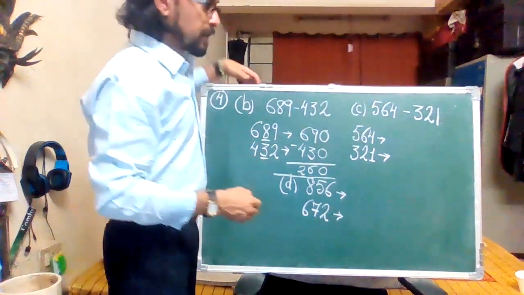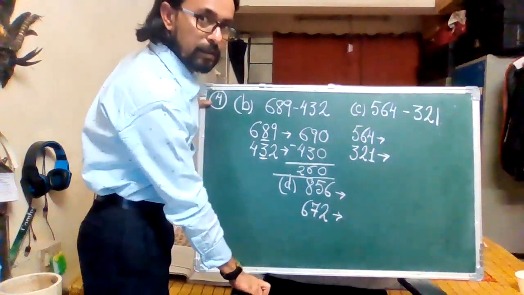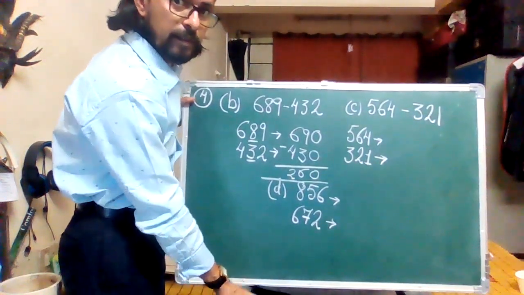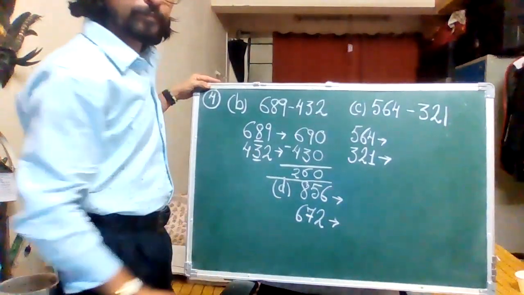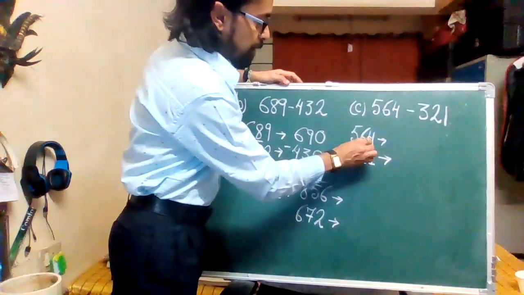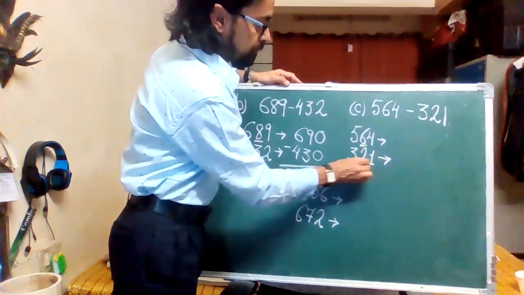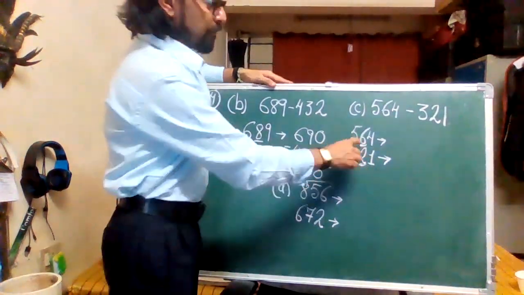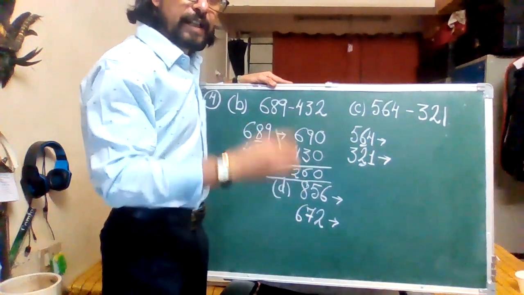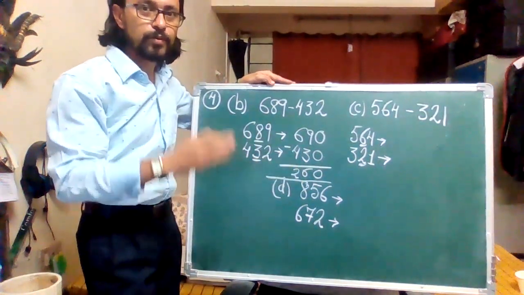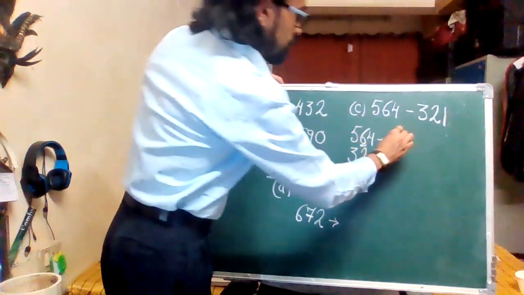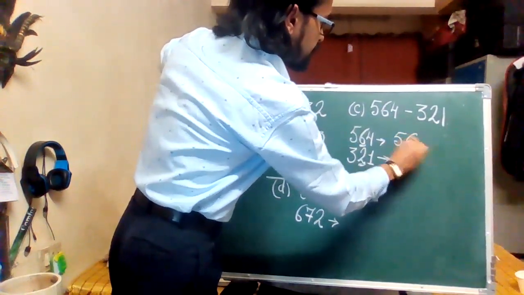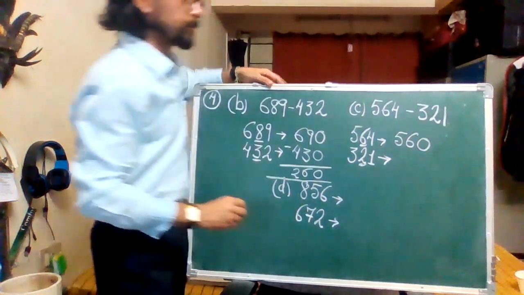Come to part C. I have 564, subtract 321. So again, I underline my tens place value. After 6 is 4. It falls in the category of 0, 1, 2, 3, 4. So the digit will not change. So 5, 6, but the units will become 0.